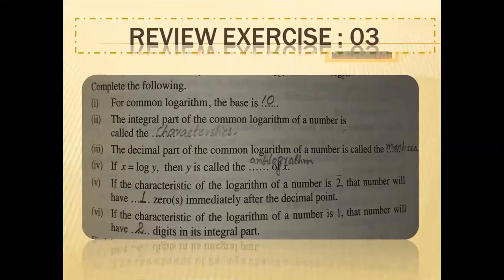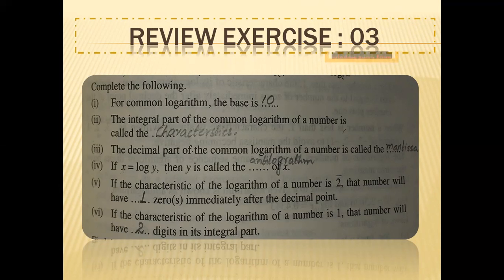I also wrote the blanks for you. For common logarithm, the base is 10 that we are using in our question. The integral part of the common logarithm of the number is called the characteristic, because the characteristic is positive as well as negative also. So that's why this is called the integral part. The decimal part, because the mantissa starts with the decimal, so that's why that part is called the decimal part.